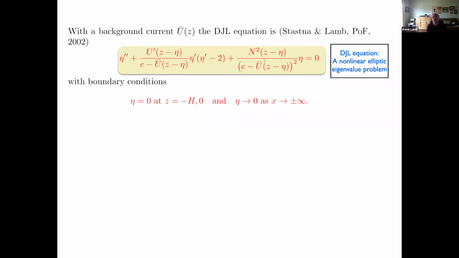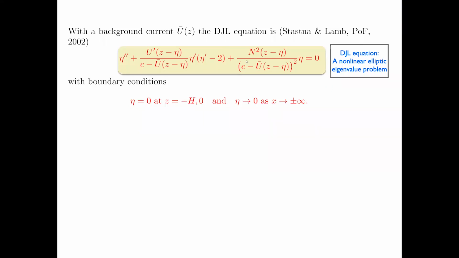So here it is. And I've just realized, N squared, this is the derivative. Basically, it's minus gravity times the derivative of the background density field. So here, N squared is a function of z minus eta. The background current U bar is a function of z minus eta. And so here's where the nonlinearity in this equation comes from. So it's a nonlinear elliptic eigenvalue problem. Okay, the eigenvalue is the propagation speed c.